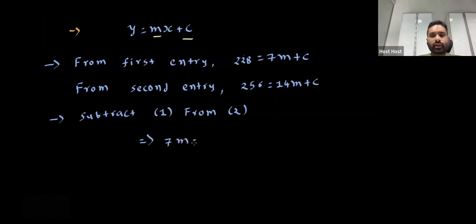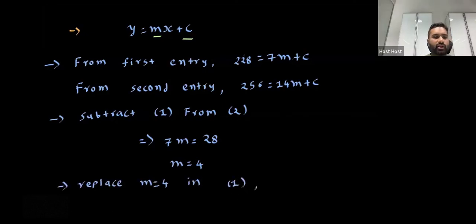7m equal to 28. So m will be 4. Is this clear? Yes. And just replace the value of m in the first equation. I will number the equations so that it is clear which equation I am referring to. So if I replace m into the first equation, what will I get? C is how much? 200. So this is a small elimination method. Everybody should be aware of it. It is a class 12 technique.